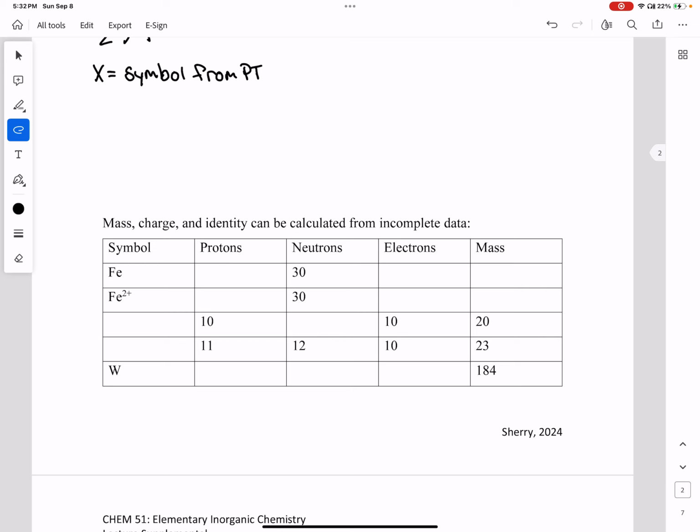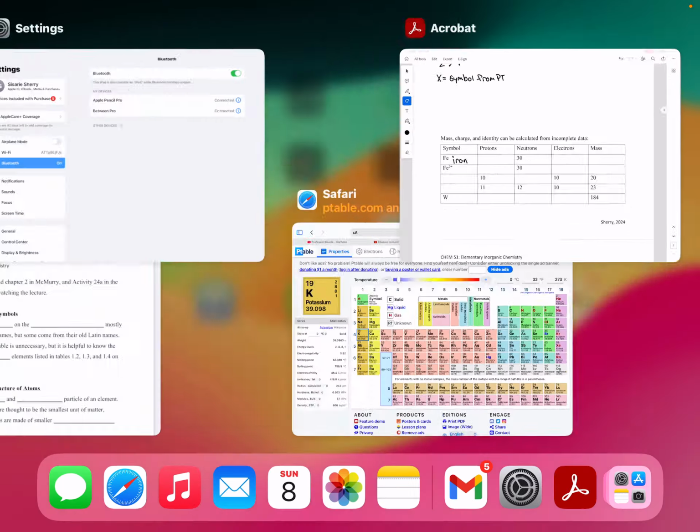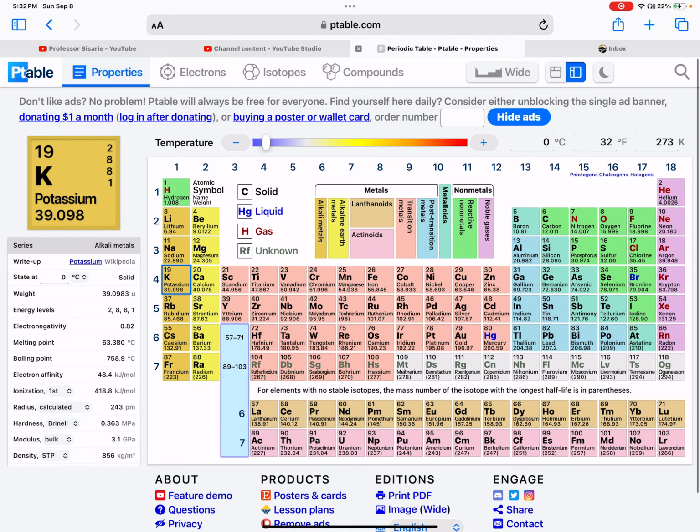So given this knowledge, we should be able to fill in this table from incomplete data. So let's look at the first two columns. Since we know the number of protons defines the identity of the atom, we can look these up fairly quickly on the periodic table. So for iron, Fe, the number of protons, let's check on the periodic table. Iron here is number 26, so that means it has 26 protons.